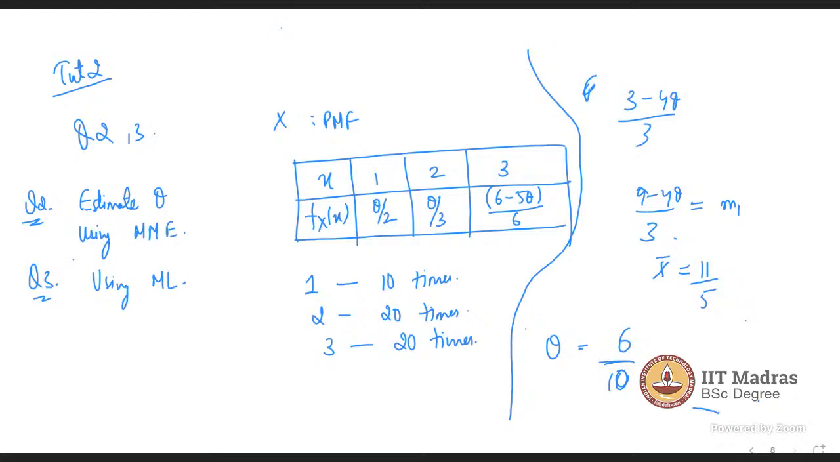What about the second one? For the second one, when x is equal to 1, the probability is theta by 2 and it is occurring 10 times, so theta power 10 by 2 power 10. For 2, it is theta power 20 by 3 power 20. And the last one, (1 minus 5 theta by 6) power 20. Then you will get your likelihood function. I took its log and differentiated it to get theta. Yes, that is the correct procedure.